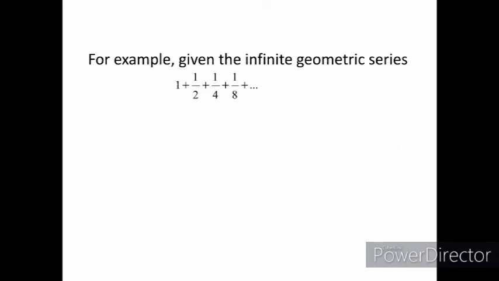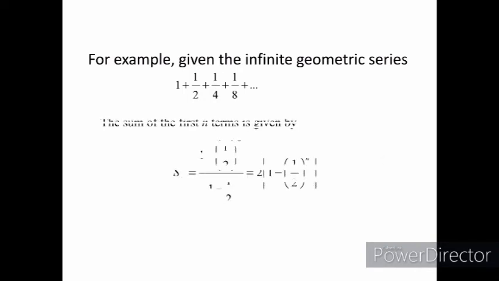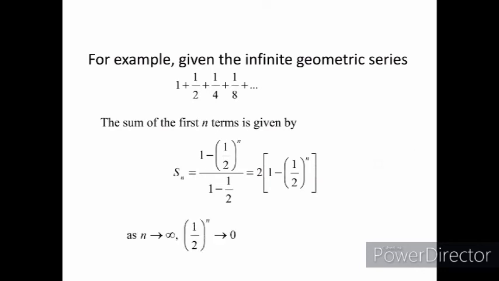Let's say we are given the infinite geometric series, as shown here. The sum of the first n terms is given by Sn, which equals 1 minus 1 over 2 to the power n, over 1 minus 1 over 2. As n approaches infinity, 1 over 2 to the power n approaches 0. Then, Sn approaches 2, which is the sum to infinity.